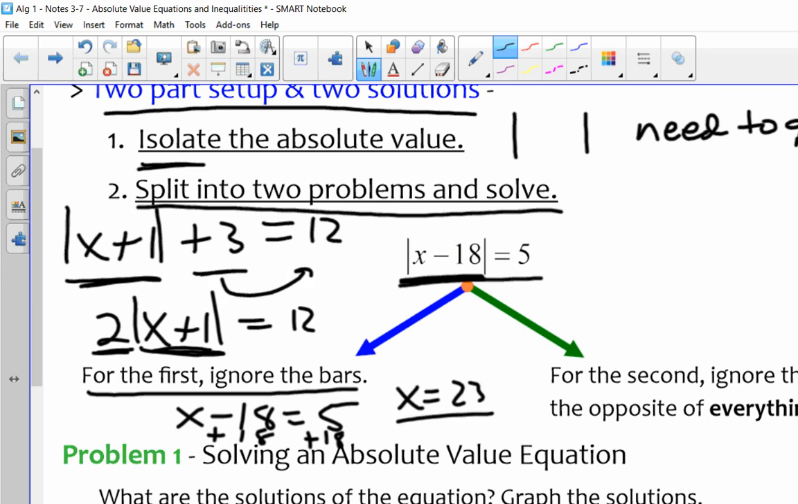So, pretty easy, okay? For the second one, ignore the bars again. So, okay, take the bars away, and I'm going to rewrite it, but you need to write this down. For the second one, ignore the bars and use the opposite of everything that was outside the bars. Well, this 5 is outside the bars. So I need to do the opposite of that. The opposite of 5 is -5. Okay, so that's just really critical.